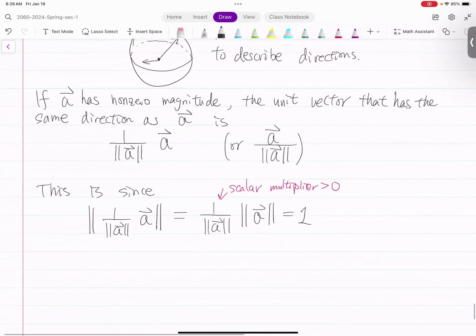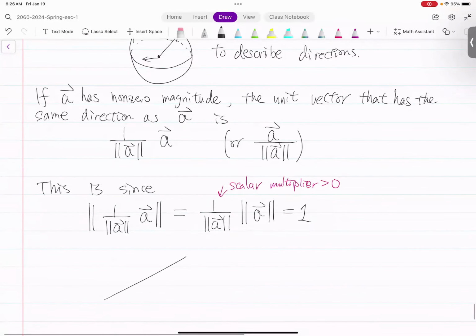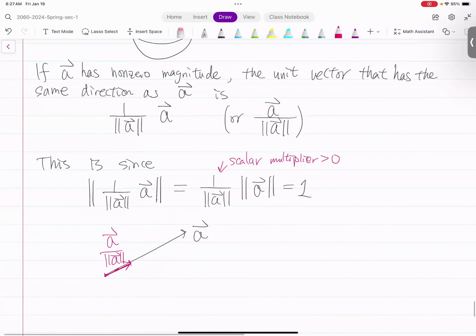Now geometrically speaking, what does it give you? For whatever vector A, like this, the unit vector is exactly along this direction, but only has a magnitude of 1. So it could be something like this. It could be this vector, and this vector is expressed by our division right here. So basically, this is vector A divided by its magnitude, along exactly the same direction.